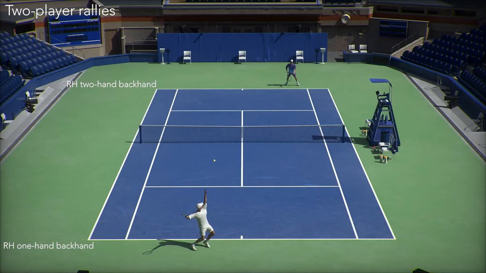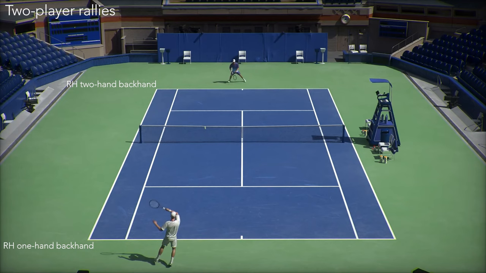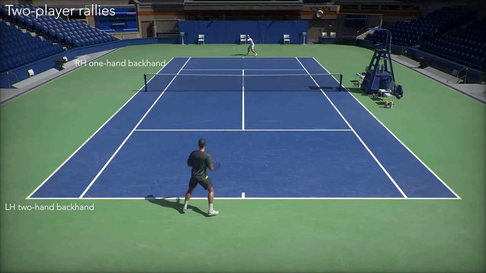The learned controllers can further generate novel animations of tennis rallies between two players. This rally is generated using controllers learned from two right-handed players. This rally is generated using controllers learned from a left-handed player and a right-handed player.